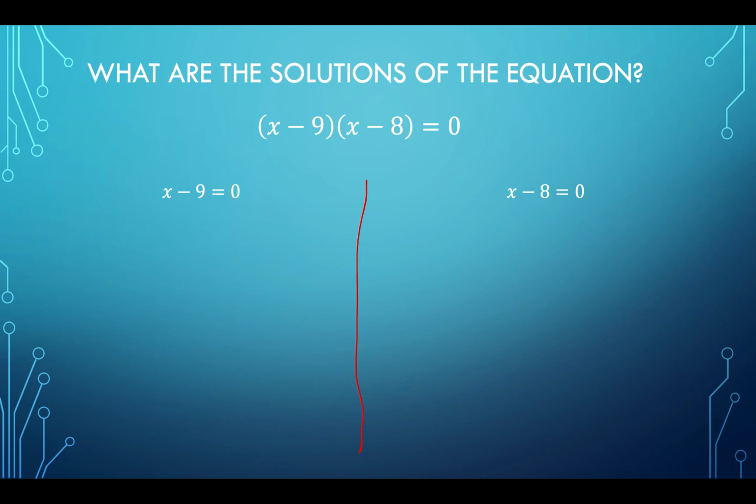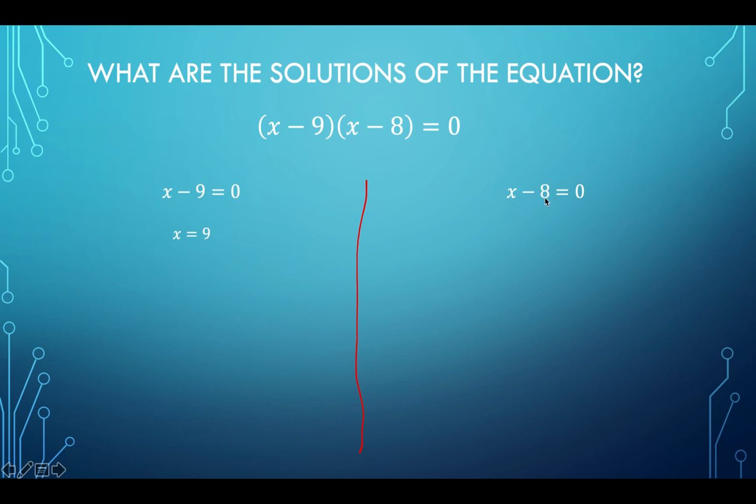So let's work with x minus 9 is equal to 0. We got to get x by itself. So since it's minus 9, we got to do the opposite, which is plus 9. So x is equal to 9, right? Because all we had to do was add 9 on this side and add 9 on that side.